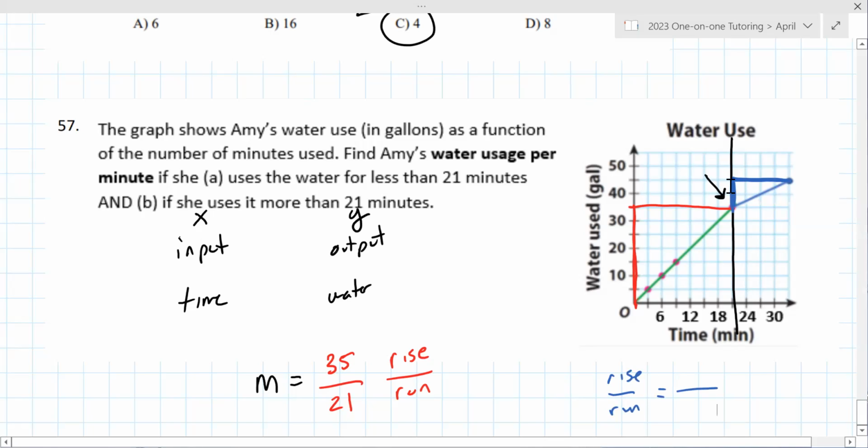What's the rise here? And then for the second half, I have to find, so then 30. Wait, so that's plus 3, so 33, and then 45. So 45 by 33. So how much is it going up? 1.36. Okay, but its rise is 10. Do you see it's going from 35 to 45? And the run is 33 minus 21, which is 12.